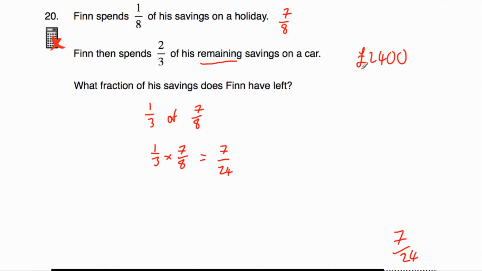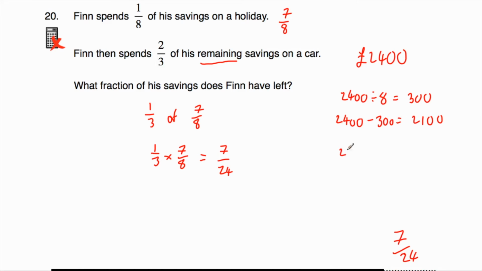So if he had £2,400 to begin with, and he spent 1/8 of it on a holiday, so if we had 2,400 and we divide that by 8, 2,400 divided by 8, that's equal to £300. So that means that he would spend £300 on a holiday, and he'd be left with 2,400 take away 300, which is equal to 2,100. So that means he'd have £2,100 left.